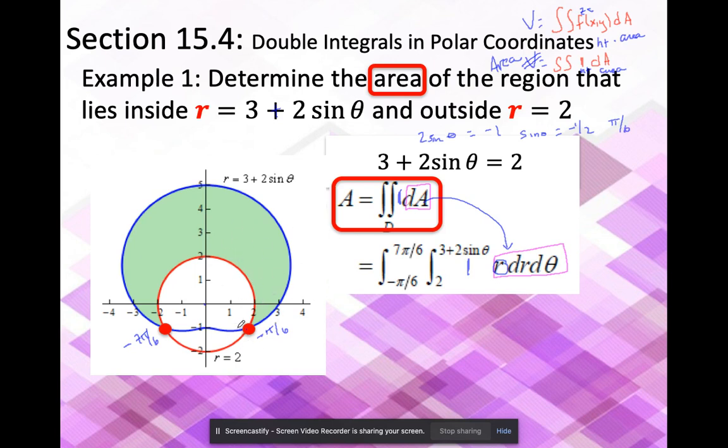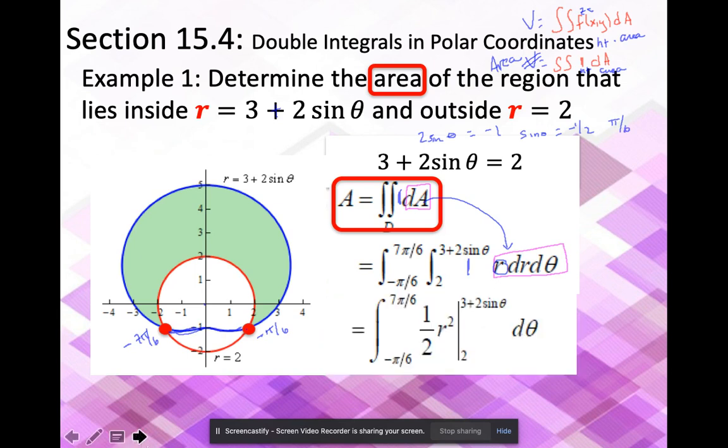Now, in Calc 1, or Calc 2, I guess, BC, we did areas of polar curves, but this one would be heinous. It's not just like top minus bottom, because this isn't just the circle right there. I mean, it would be harrowing. But with double integrals, I can do this.